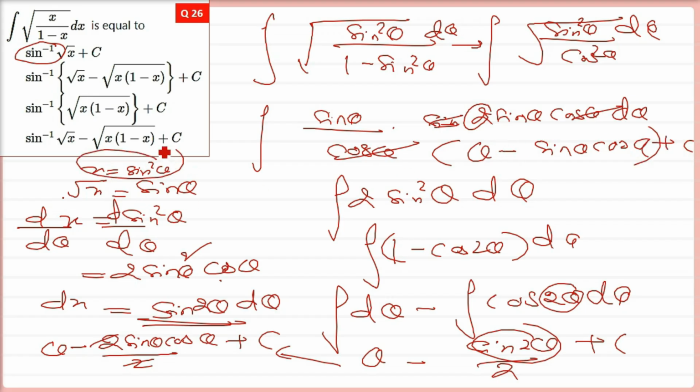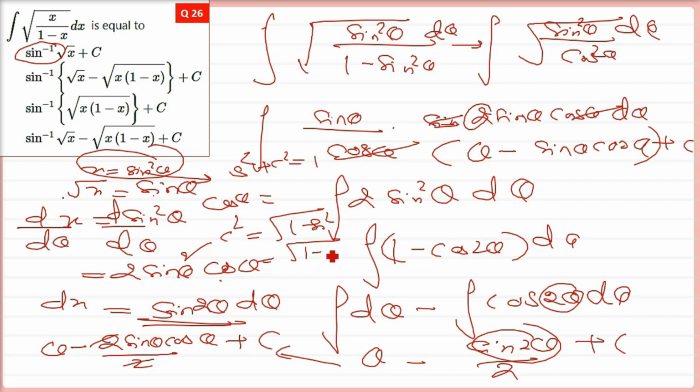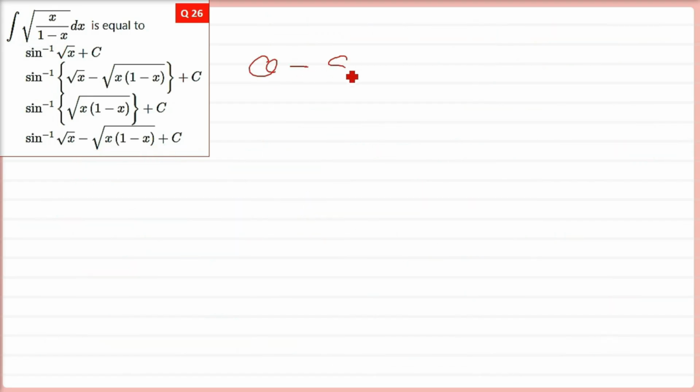Now sine theta cos theta will be replaced like this. Because x is sine square theta, sine theta will be what? Root x. Cos theta will be under root 1 minus sine square theta. So under root 1 minus sine square theta is under root 1 minus x. Sine square theta plus cos square theta is 1. That's why cos theta can be written as under root 1 minus x. That's what we are going to use here. Theta minus sine theta, and in place of cos theta, I am writing under root 1 minus sine square theta, plus constant of integration.